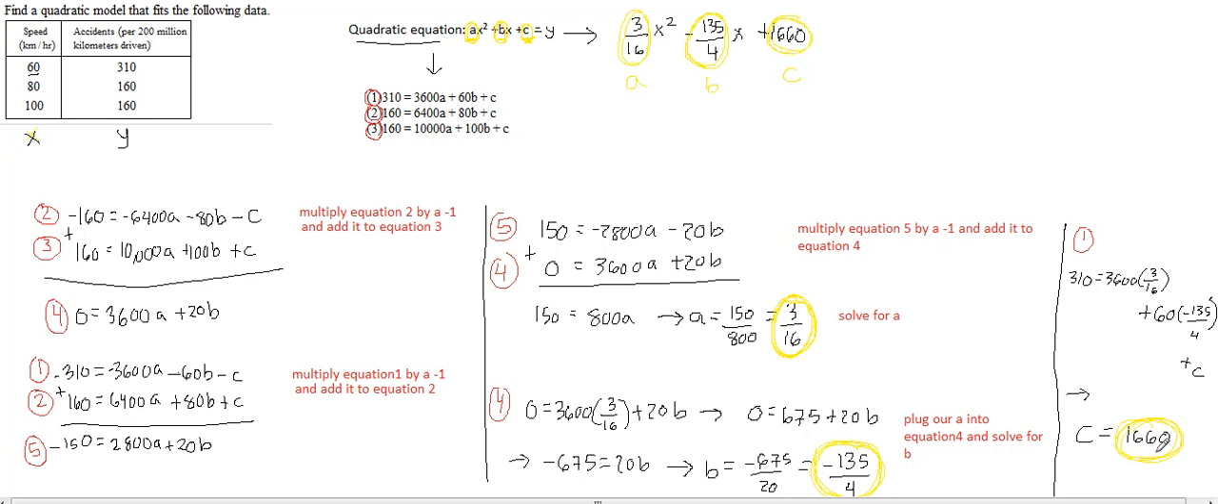Okay, once I have my a, b, and c, I go back up to my original quadratic equation, what it should look like. Here I've circled in yellow: A should be going right here, B should be going in front of the x, and C should be going all alone at the end of your equation. So I put the A right here in front of the x squared, I put the -135/4, which is our B, in front of the x, and I put our C alone. And that's the final equation that is quadratic. It's a quadratic model that fits this data.